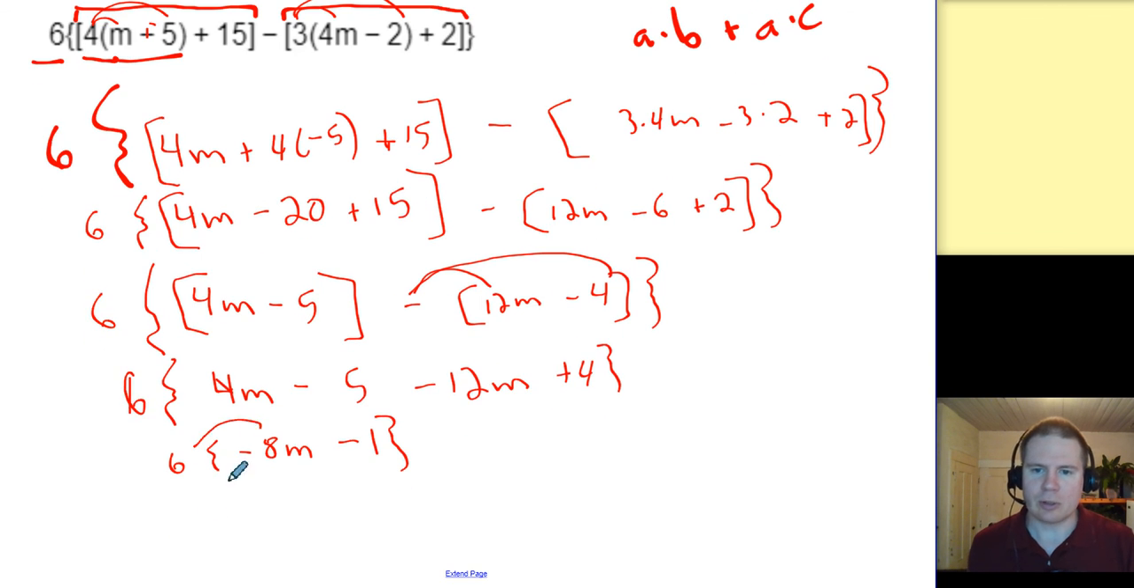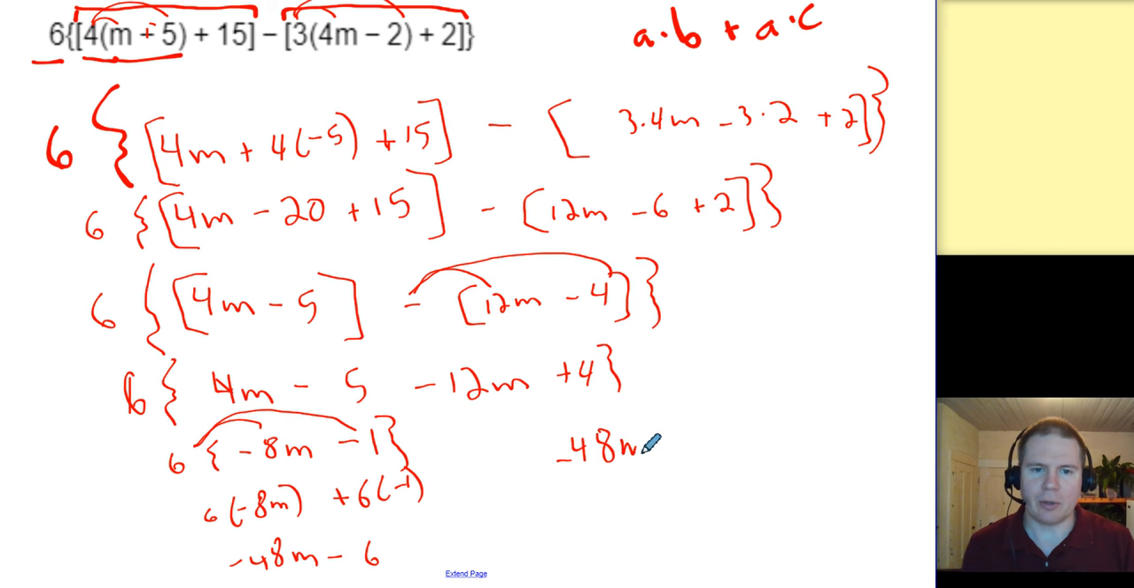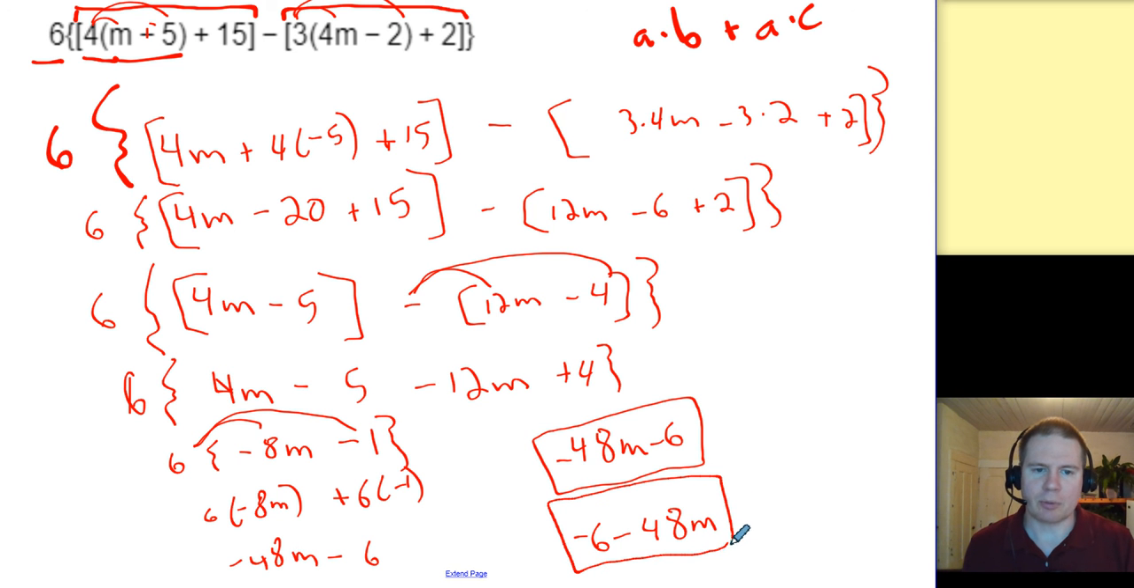6 times 8 is 48, but it's negative, and there's an m. 6 times negative 1. 6 times 1 is 6, but it's negative. So there's my answer. Negative 48m minus 6. Or we can put the constant term first, negative 6 minus 48m. In my version of this problem, they're both negative.